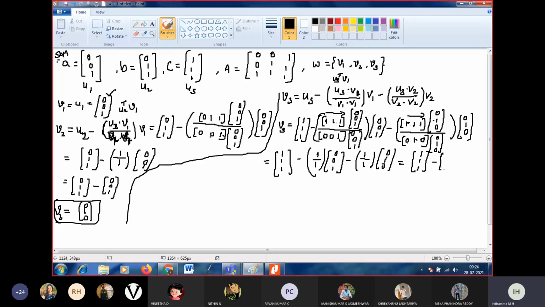Minus 1 by 1 is 1, 0, 0, 1. Next, minus 1 by 1 is 1, 1 into 0, 1, 0 is 0, 1, 0. Now subtract the matrices. So we are getting V3 as 1, 1 minus 0 minus 0 is 1 only. Next, 1 minus 0 minus 1.